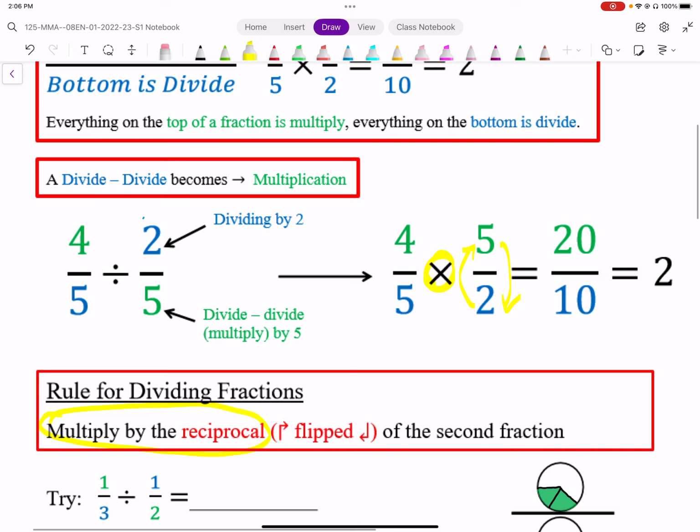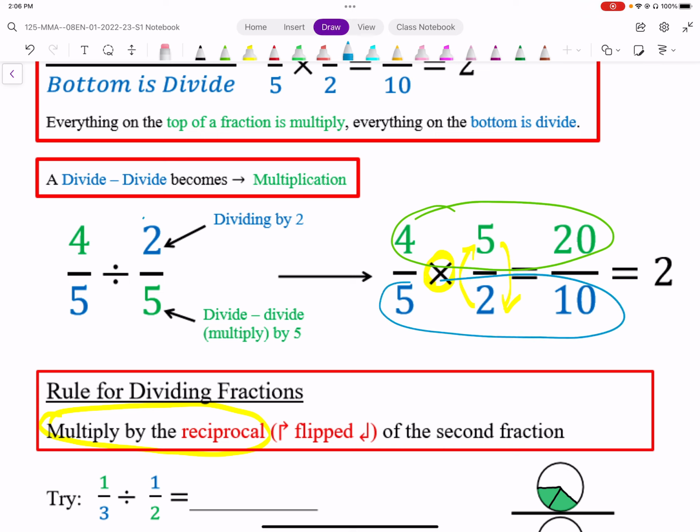When we do this, we end up with a multiplication. So we just do top times top, 5 times 4 equals 20. And then we do bottom times bottom, 5 times 2 equals 10. So we get 20 over 10. It simplifies to 2. We're just going to divide the common factor 10 out, and then we simplify the fraction into 2 over 1, or just 2. So this is a rule. We're going to multiply by the reciprocal.